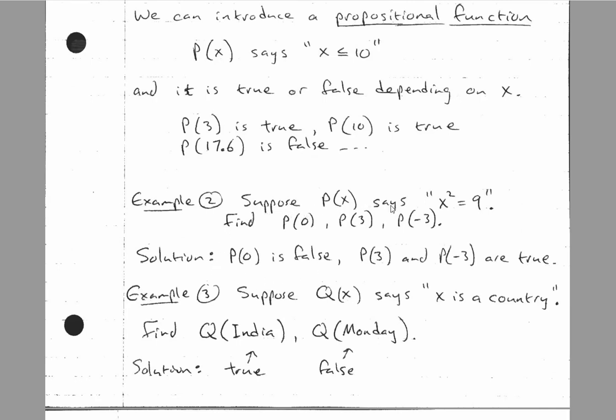Some more examples. Suppose p of x says x squared equals 9. Alright, so another propositional function here. It's saying something else. Well, if x is 0, so if the input is 0, is that true or false? Is 0 squared equal to 9? No, that's false. So p of 0 is false. But if you put in 3, 3 squared equals 9, that's true. Also negative 3 quantity squared is also 9, so that's true too. So if you put in any number for x that's not 3 or negative 3, it's going to be false.